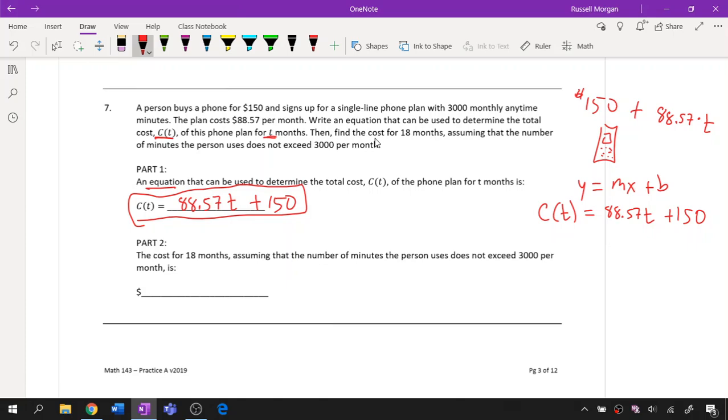Now, then we can find the cost for 18 months, assuming that the number of minutes the person uses doesn't exceed the 3,000 per month. Because if you go over that, then you probably have to pay even more, like an extra amount. But we're not worried about that. We're not going over that. So let's just actually use our equation. So we could even say it like this, C of 18, because we're doing 18 months. So 88.57 times, pop in the 18, plus the 150 bucks we spent at the very beginning for the phone.